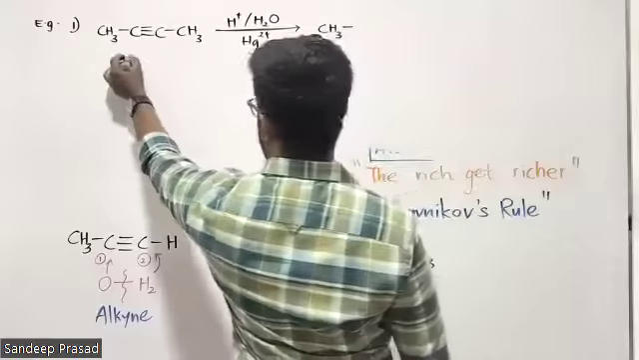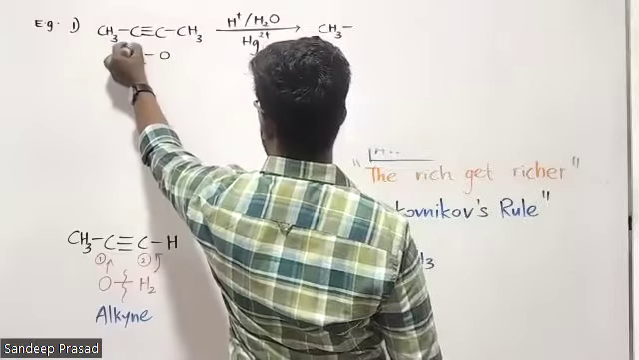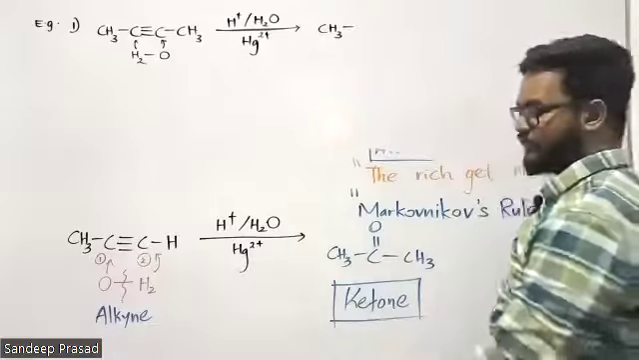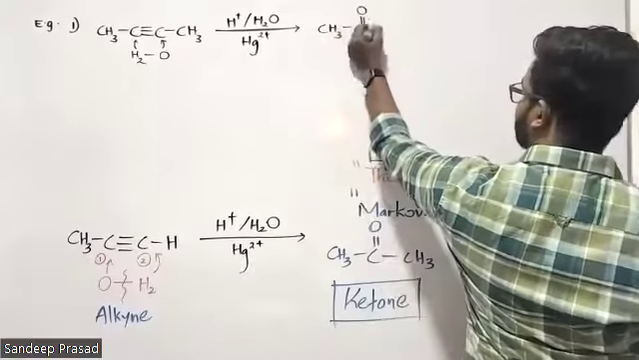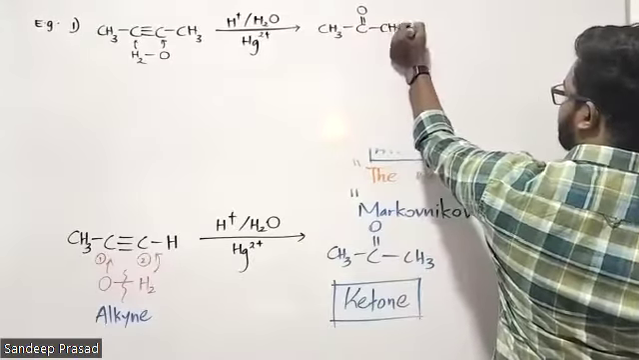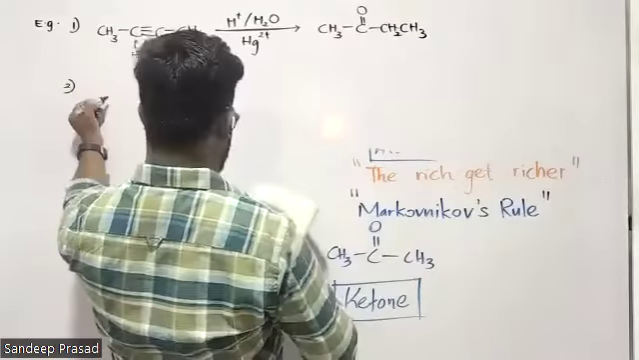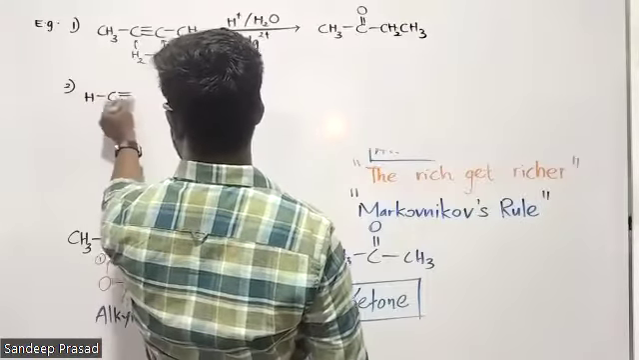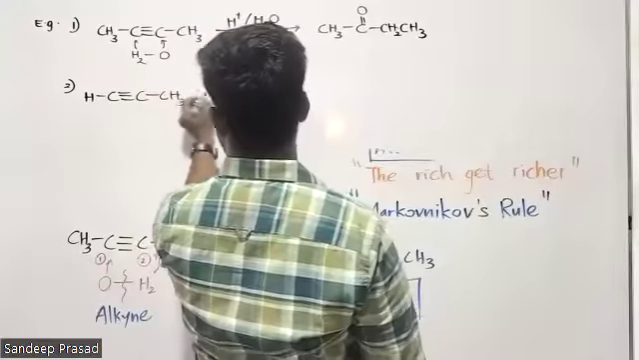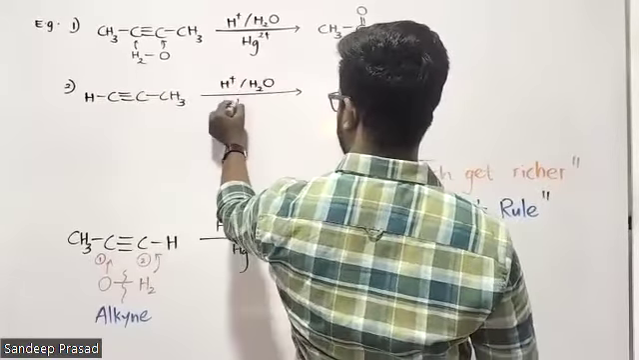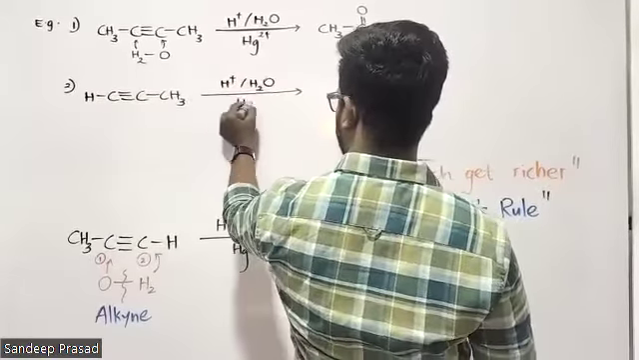So we can say that hydrogens are connecting here, oxygen is connecting here in this way. So this is a symmetrical alkyne, so nothing to worry. Second one, now you can see that this is an asymmetrical one.